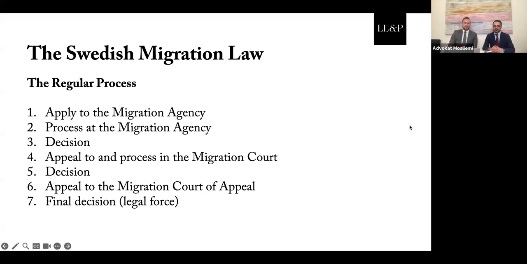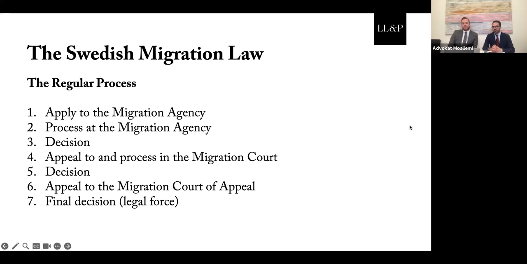If you get your application granted, then that's good for you and we will congratulate you. If you get a rejection, then you can appeal to the migration court. The migration court will then look at the whole case before they make a decision. Then, if you get a rejection once again, you can appeal to the migration court of appeal. And when they make a decision, either to give you a trial permit or not, and if you get a trial permit, when they give the verdict in your case, when they give the judgment, then the decision is final.